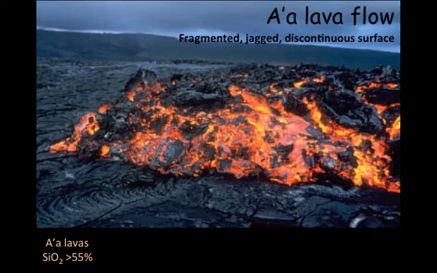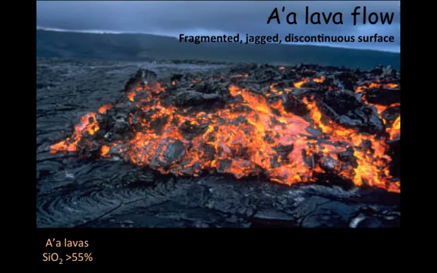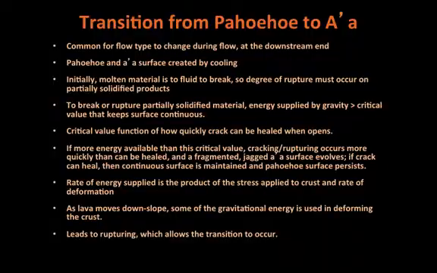The a'a lava is also basalt. It forms a fragmented, jagged, discontinuous surface compared to the ropey basalt. You can see the ropey basalts down here. And again, this is supposed to say silica content less than 55%. But these are two kinds of basalt flows that you might run across.